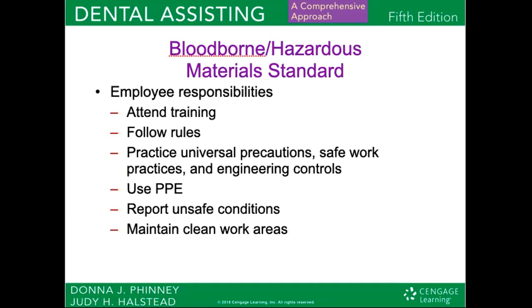Employee responsibilities include attending training, following the rules, and practicing universal precautions, safe work practices, and engineering protocols. Also, they must use PPE whenever possible. The employee must cooperate with the employer to maintain and be compliant with OSHA bloodborne pathogen standards. This is not optional. The employer may be fined up to $10,000 per employee if regulations and standards are not being met.